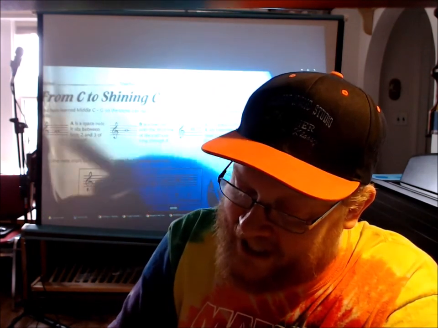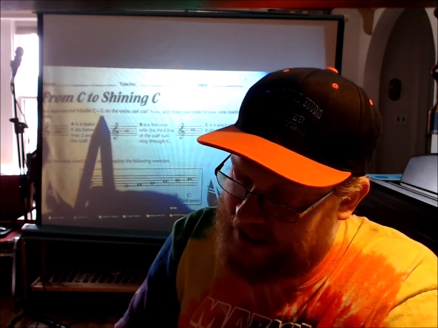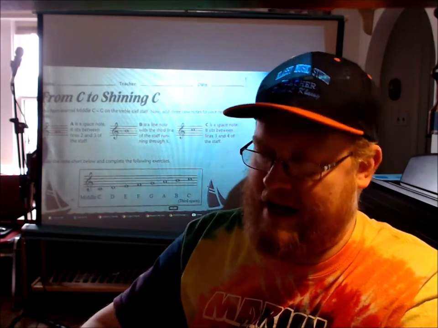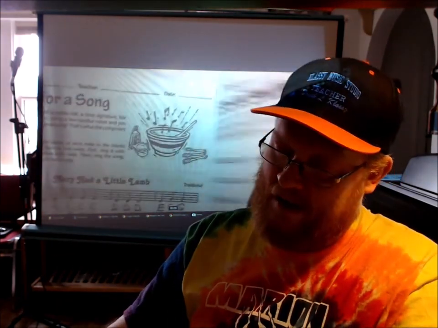From C to Shining Sea. You've heard about middle C to G on the treble clef staff. That was back here on our first day. And I used to only give these one page at a time, but I think having the booklet gives us a chance to go back. Ah, there it was. The recipe for a song page, right? We had our C to E, C to G stuff.